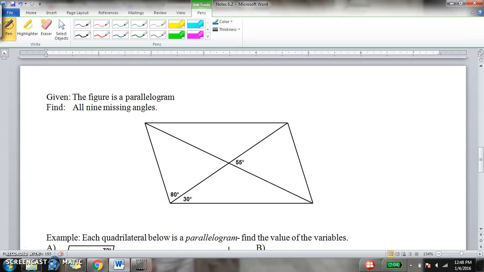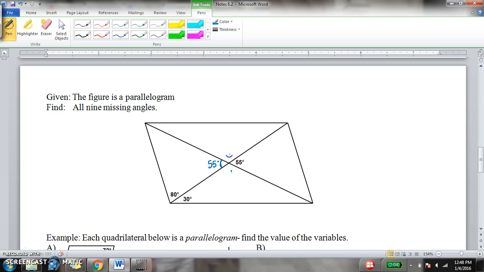Given that this figure is a parallelogram, find all 9 missing angles. So we've got a bit of work to do here. First thing, let's start easy. We've got this angle in the middle here. This is a vertical angle, so if this is 55, this angle right here would also be 55.